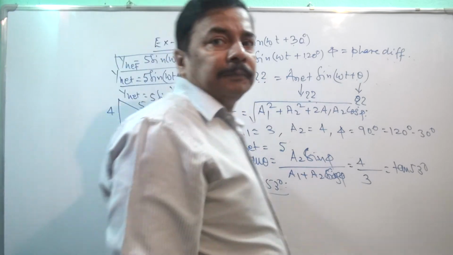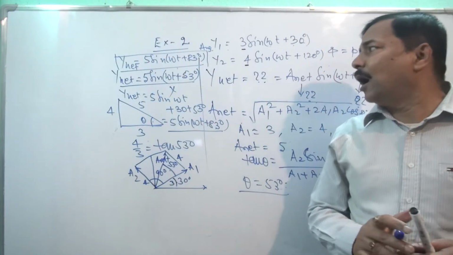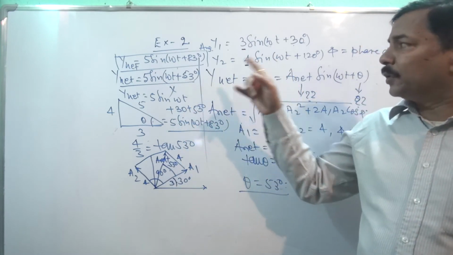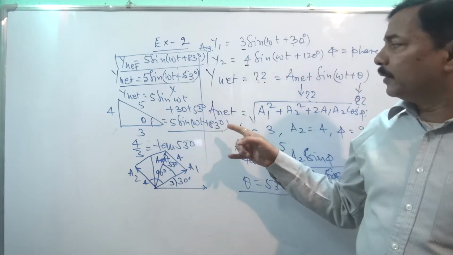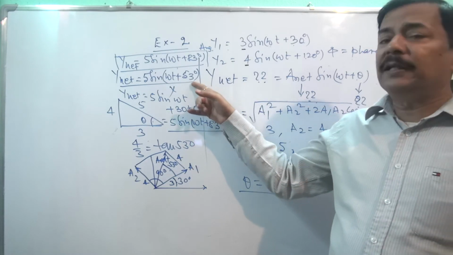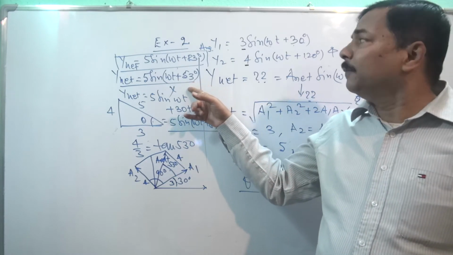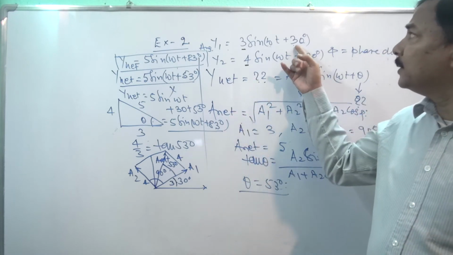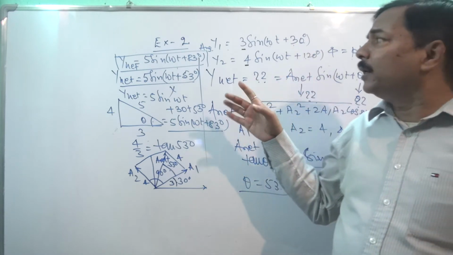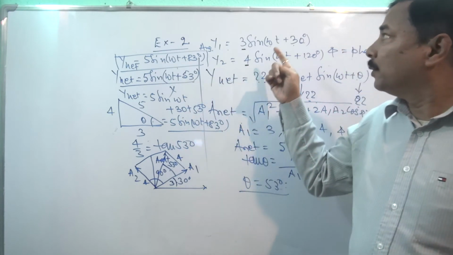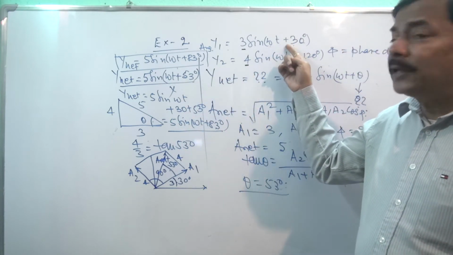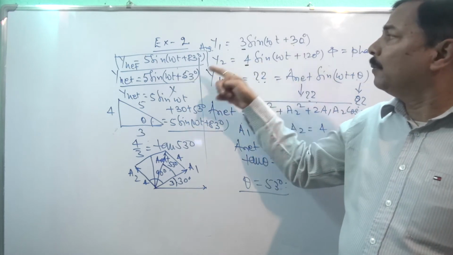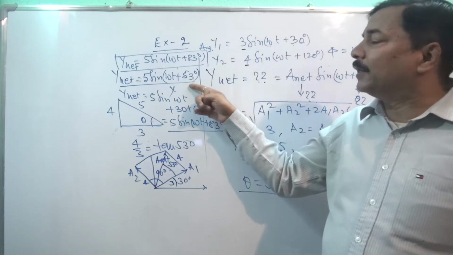See it carefully. It is important to understand how to write Y net. Here it is true that we have got 53 degree as the answer, but this answer is not correct. Why? Because the phase of A is already 30 degrees. So in Y net we have to write the phase of A plus the value that we have got, 53. So 53 plus 30, that is 83.